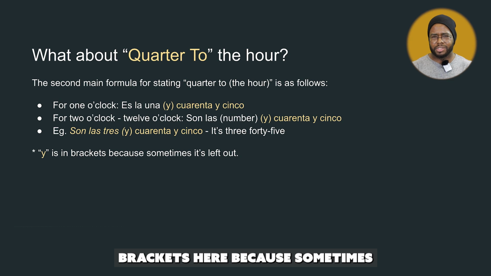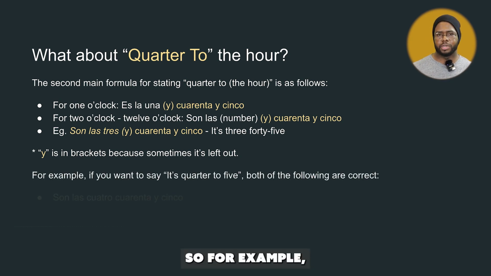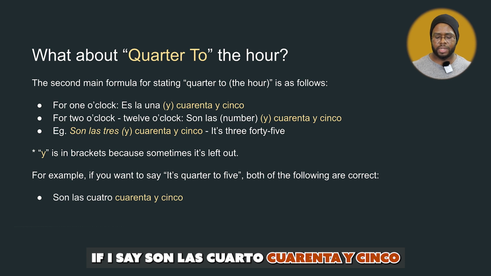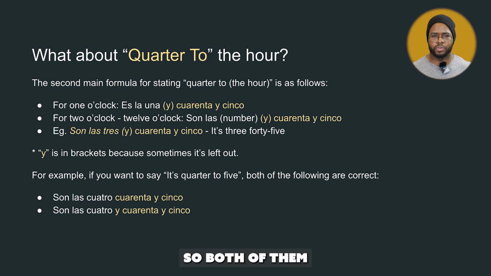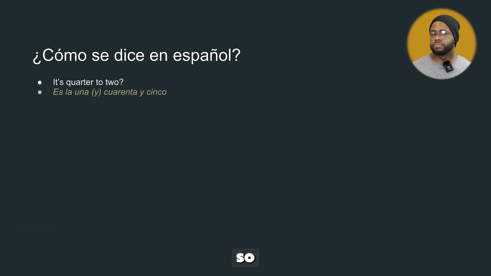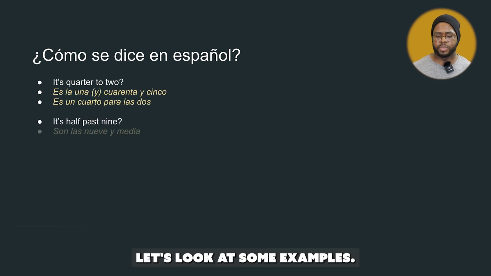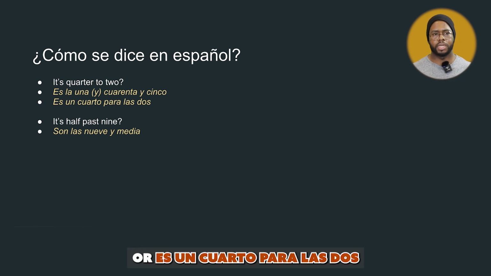And I have y in brackets here because sometimes you hear it, sometimes you don't. So for example, if I say son las 4 y 45, it's the same thing as saying son las 4:45. So both of them mean the same thing, there's no change in meaning whatsoever. So let's look at some examples. It's quarter to 2. You can say it's 1:45, es la 1:45, or es un cuarto para las 2.